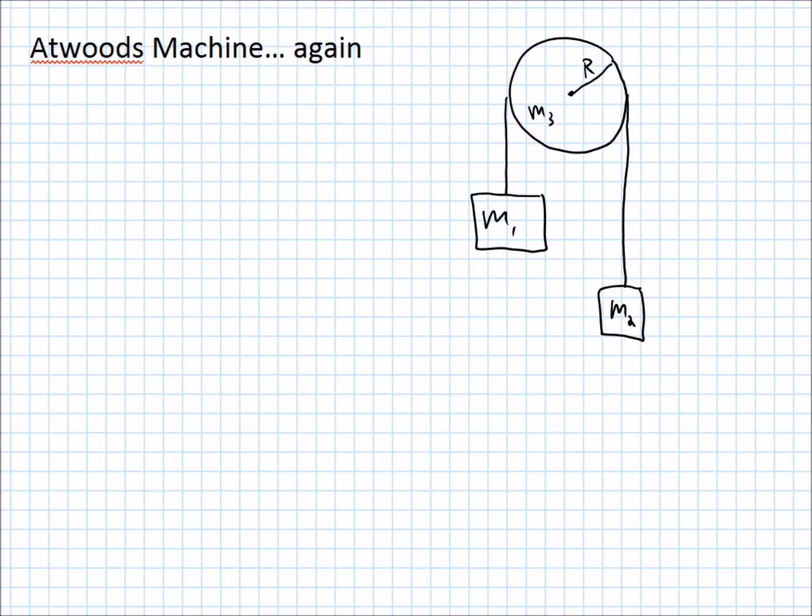Here we have yet another Atwood's machine. Alright, looks pretty standard, except this time we do not have a massless pulley. Okay, we have a mass and a radius for our pulley.